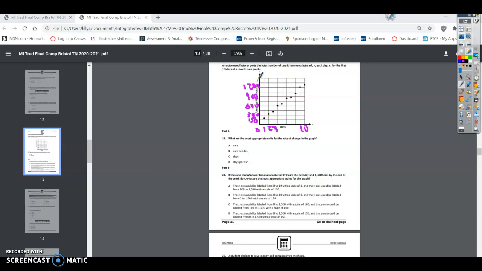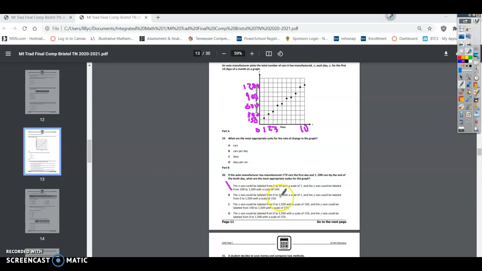All right, if we look at that, then it says the x-axis could be labeled from 0 to 10. Okay, so that's accurate with a scale of 1, and the y-axis could be labeled 100 to 1500. Well, if it's labeled from 100 to 1500, I don't think it's going to have enough. So it'd be 1, 2, 3, 4, 5, 6, 7, 8, 9, 10. So it'd be 100 to 1000, not 1500. So that one's not correct.